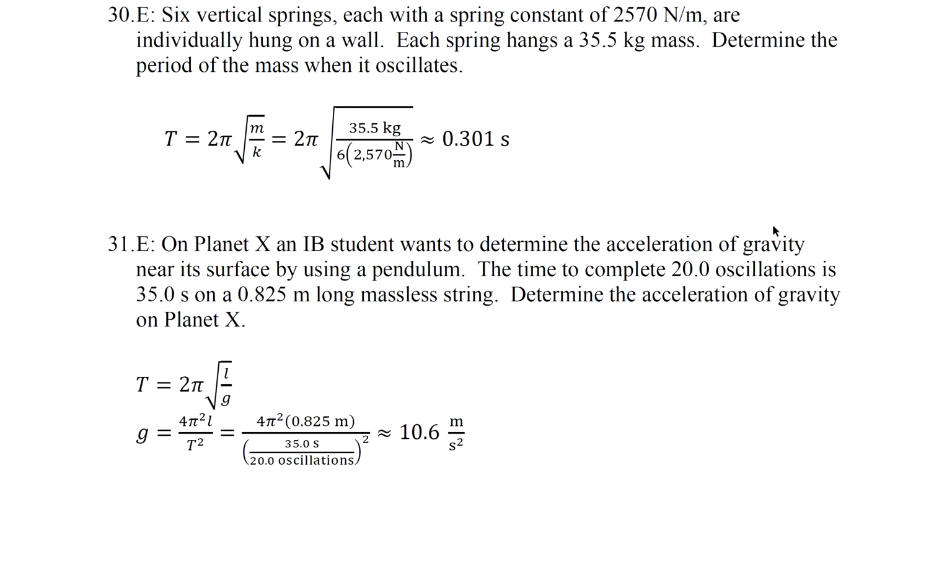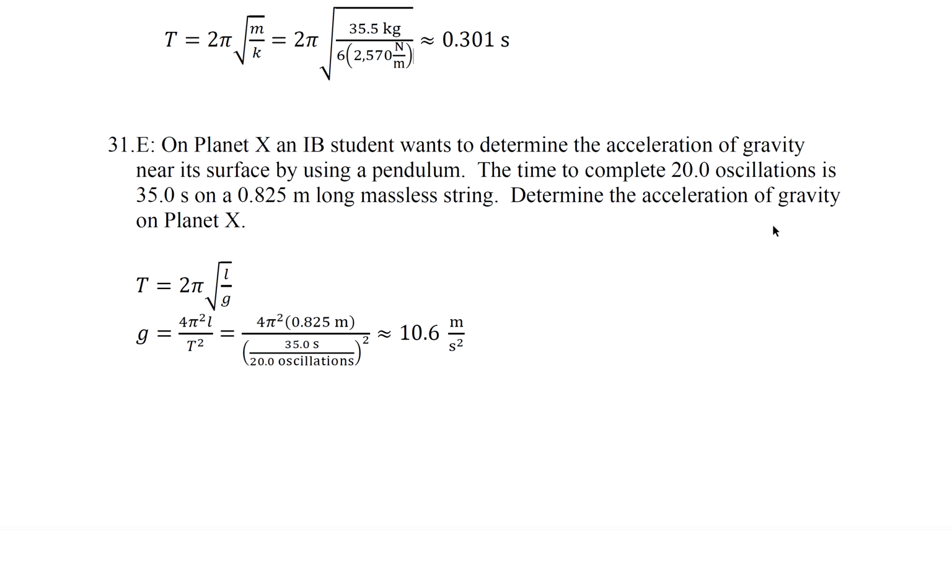Question 31. On planet X, an IB student wants to determine the acceleration of gravity near its surface by using a pendulum. The time it takes to complete 20 oscillations is 35 seconds on a 0.825 meter long massless string. Determine the acceleration of gravity on planet X. So we get about 10.6 meters per second squared. Please check out what I did.